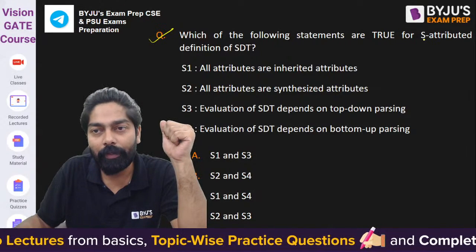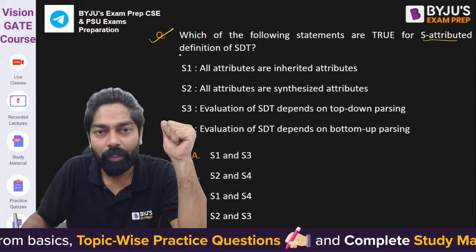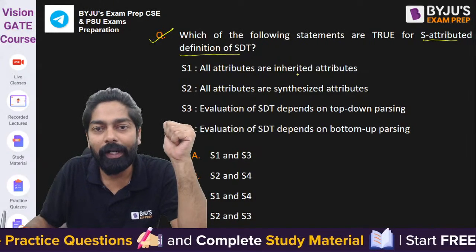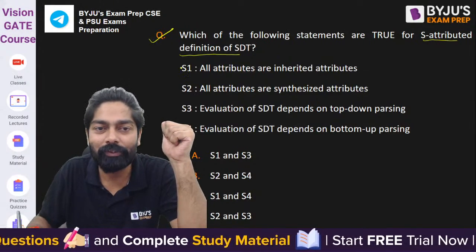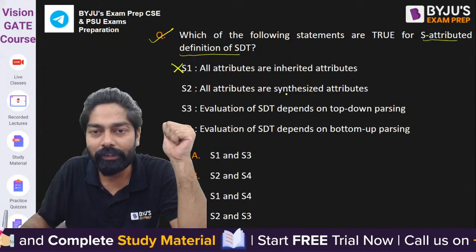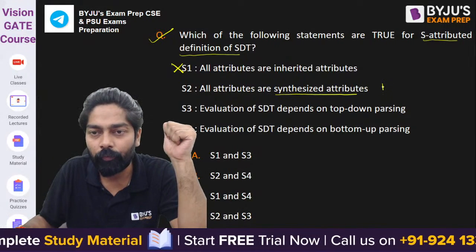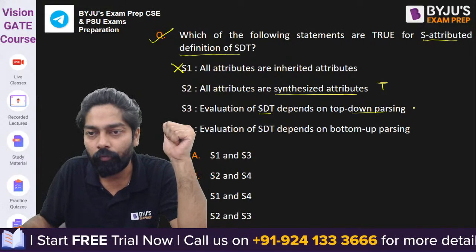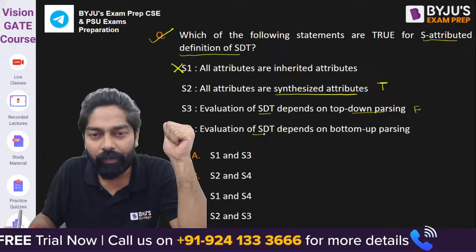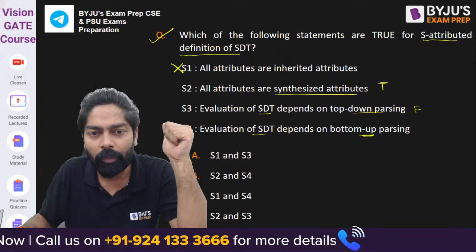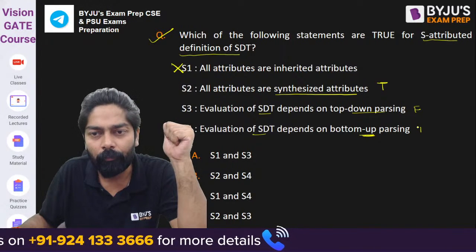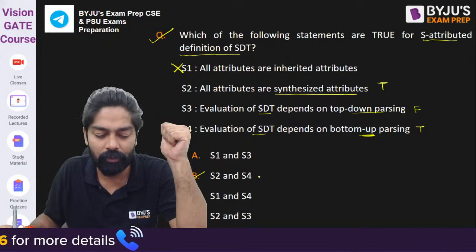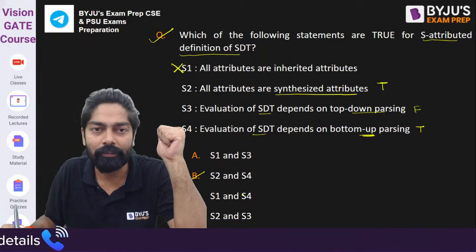So they are talking about the S-attributed definition of SDT, my dear friend. Okay, all attributes are inherited? No, this is wrong. All attributes are synthesized? Yes, this is correct, this is true. Evaluation of SDT depends on top-down parsing? No, false. Evaluation of SDT depends on bottom-up parsing? It is nothing but true, my dear friend. So what is the answer? B, B for Bombay, is the correct answer for this one.